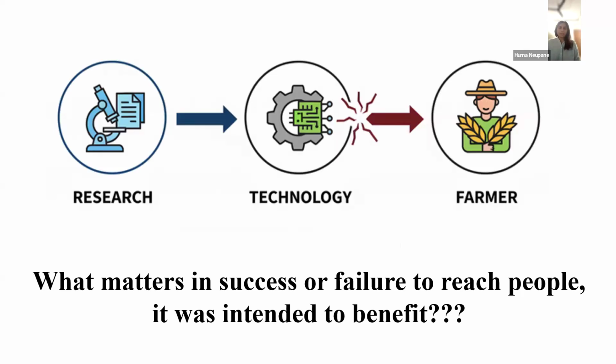For example, technologies are generated for the farmers, but they do not reach the farmers. What may be the reason? What do you think may be the reason? You can just put it in the chat box, please. We have 15 seconds. Why do you think the innovations do not reach the farmers? I just want to see your responses in the chat box.